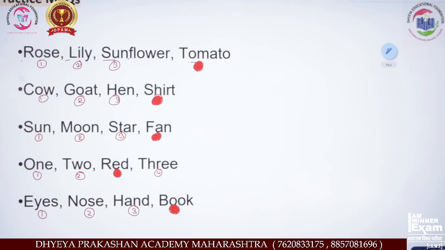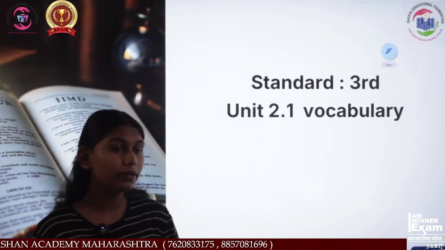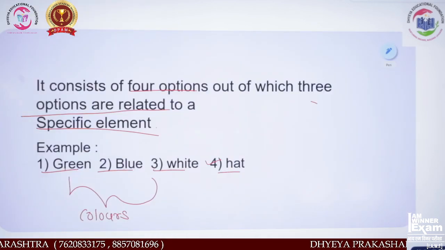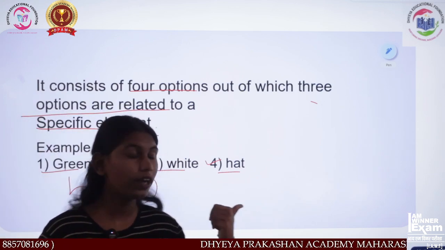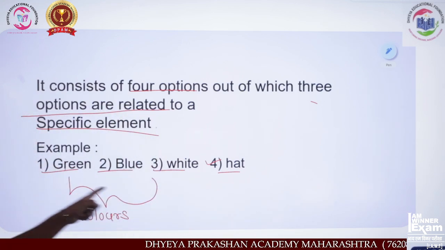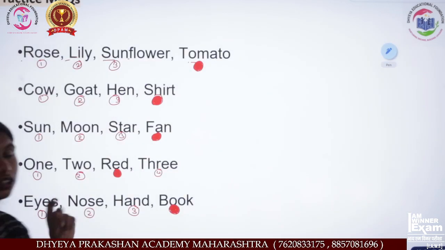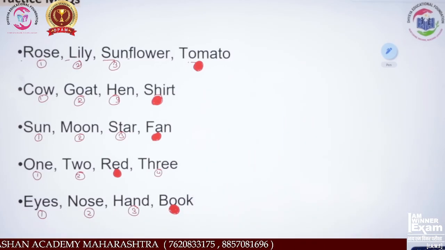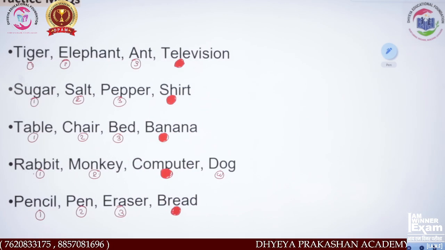Okay. So let's check what we learned today. Which unit are we learning? We are learning 2.1, that is vocabulary. In that we saw what is there in the session, then one example, and then we practiced some MCQs. So just take a look at these MCQs. This is the first slide. Then this is your next slide.